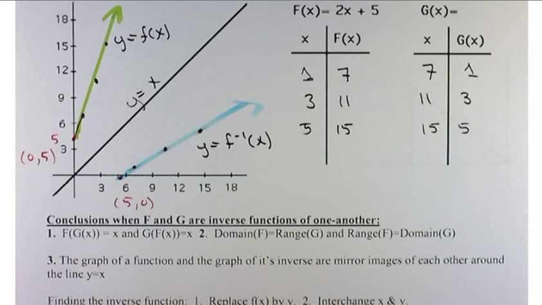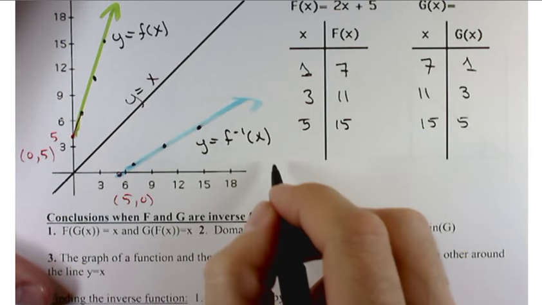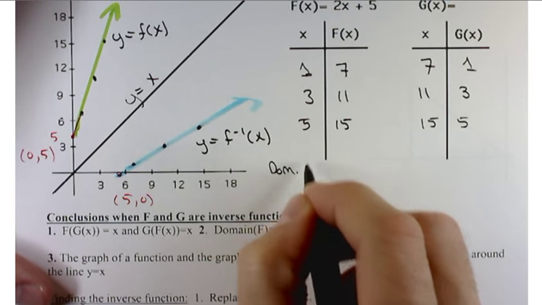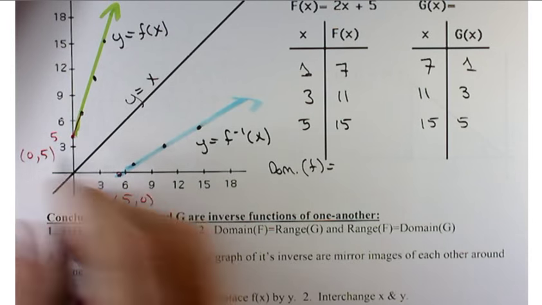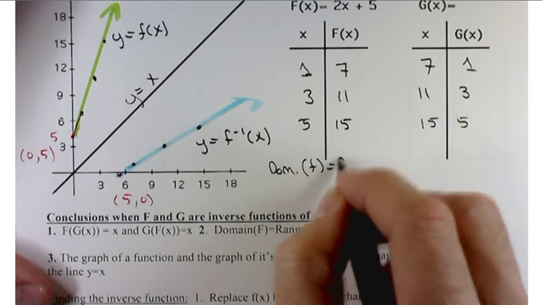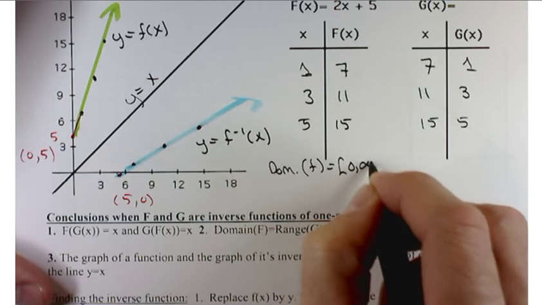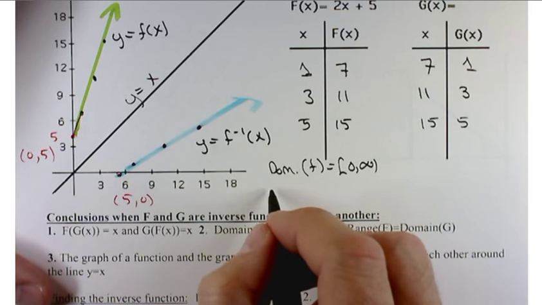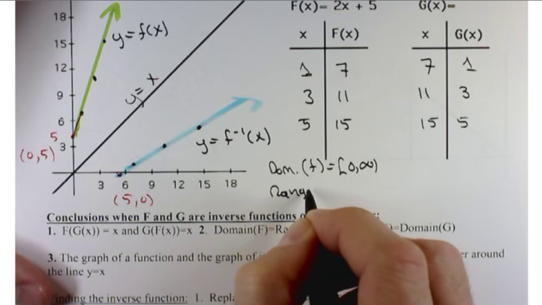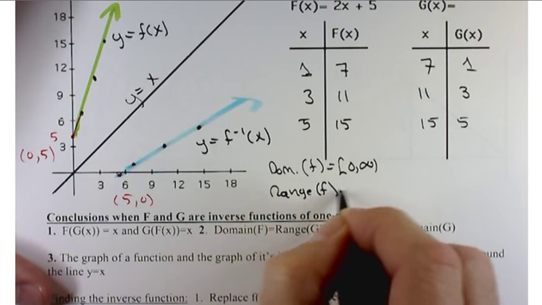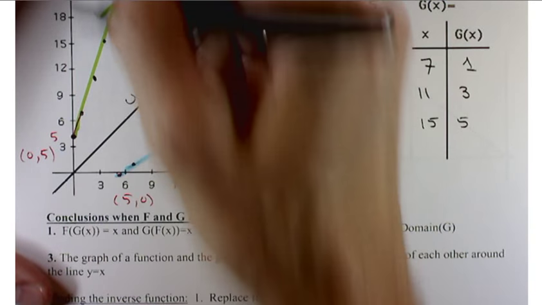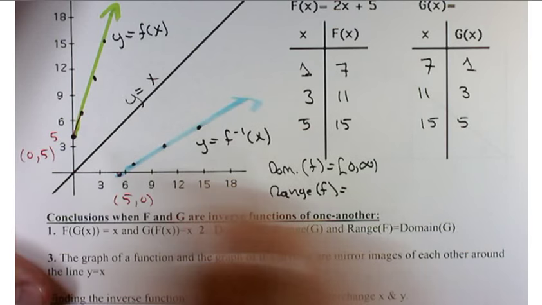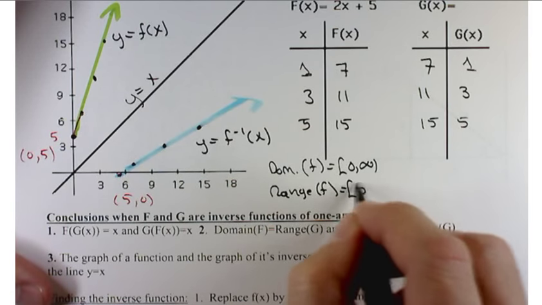Domain is which set of values, your x or the y? X values. So the domain of f is going to be 0 to infinity, at least by our graph. I mean, there's some practical limits here, I'm sure, but let's take a look at the range. The range of f. The range is the y values, and it goes down to 5. So it's going to be 5 to infinity.